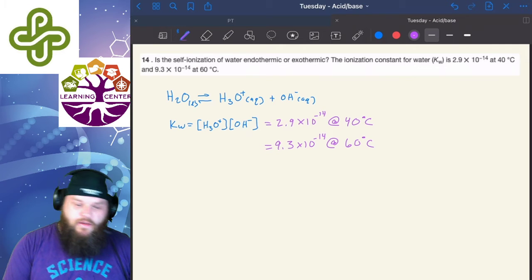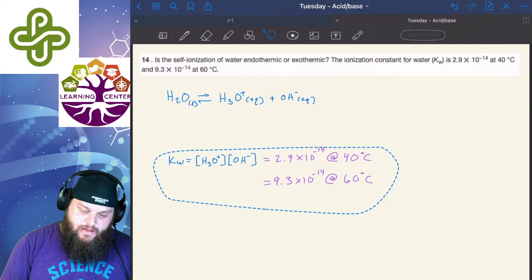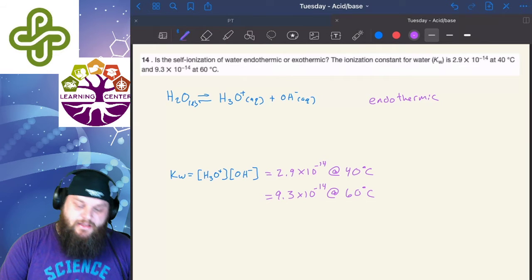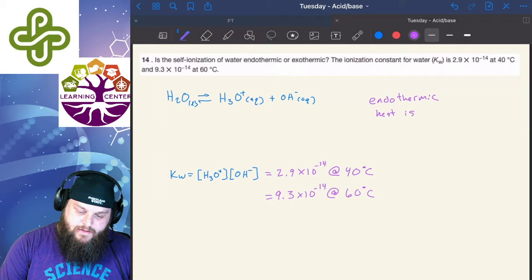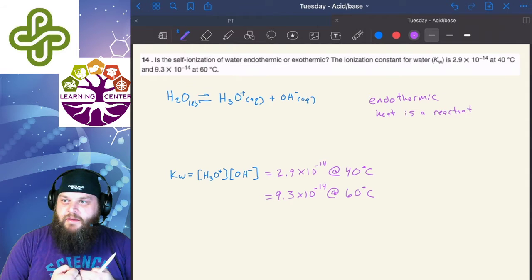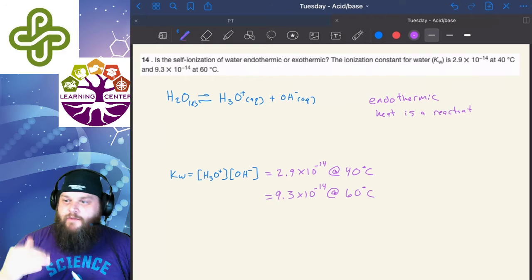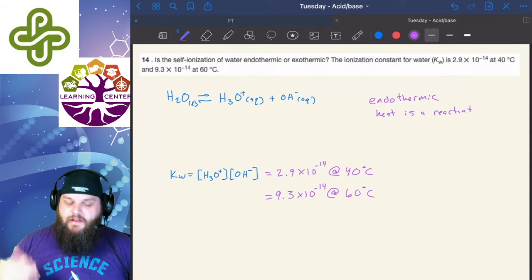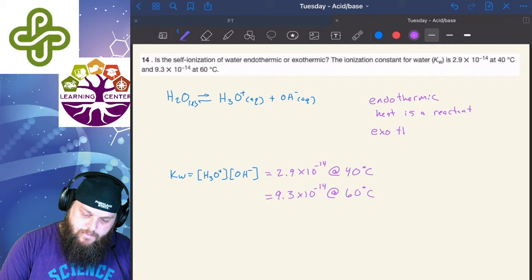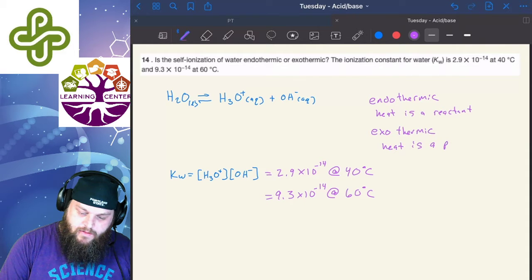So we have to see what that change in temperature means with regard to whether it's endothermic or exothermic. And when we went over it in Chem 222, if it's endothermic, the way I see it is heat is a reactant. Because if it's endothermic, it's absorbing energy from its surrounding areas, and the energy level of the product is going to be higher than the energy level of the reactant. If it's exothermic, heat is a product.